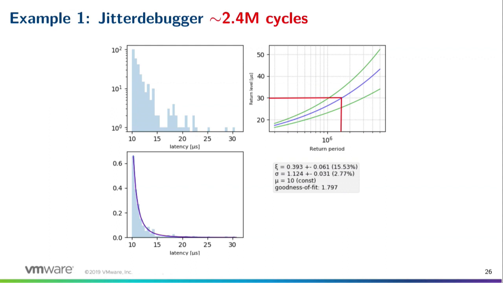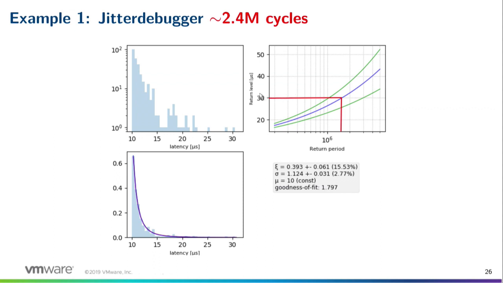So having this, we can now recalculate the probability. And the probability is calculated with this so-called return plot. So let's say you're asking yourself, what is the probability? How often should I actually observe in my data a latency which is around 30 microseconds?